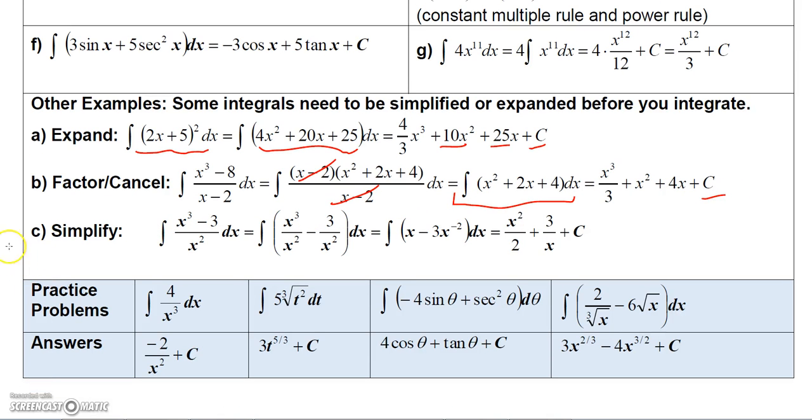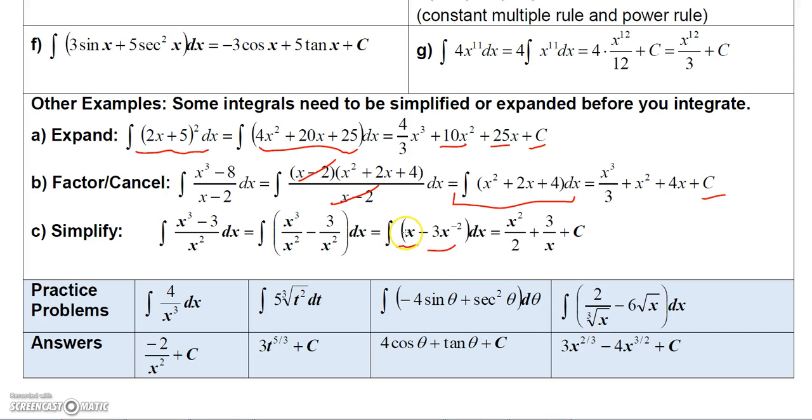And then here's another little trick you can do. Since you have a difference over a single denominator here, you can always break up the numerator as long as you put the denominator in both terms. So I can rewrite this as x cubed over x squared minus 3 over x squared. Well, x cubed over x squared is just x, and then 3 over x squared I can write as 3 times x to the negative 2.